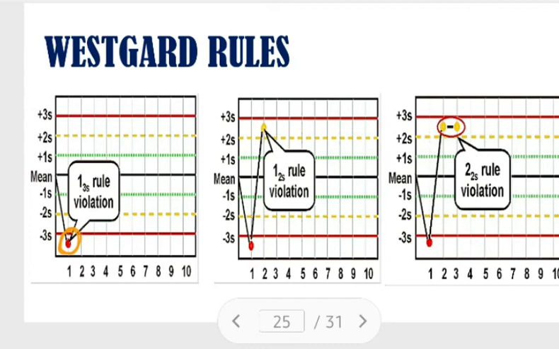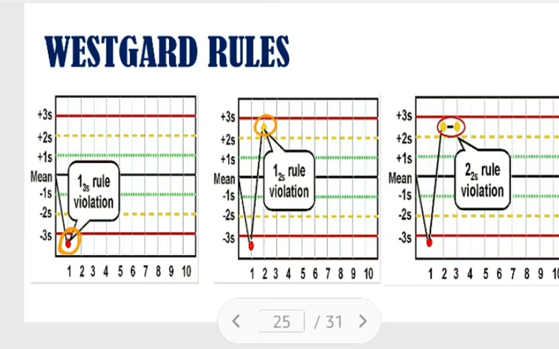Next, we have the 12S violation. It is also known as the warning sign. So it happens when one control value exceeds positive or negative 2SD from the mean. So one control value exceeds either positive 2SD or negative 2SD from the mean.